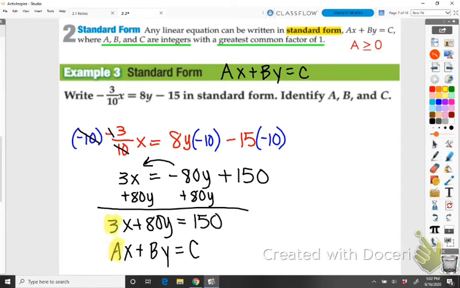And I'll highlight these numbers. So in the 3 position, it's the A. The B position, it's the 80. And the C position has 150. Now you should double check. So A is positive. It's a 3. They're all integers. There's no decimals or fractions. 3, 80, and 150 aren't divisible by any same number, so it doesn't have a GCF more than 1. So that is your final answer there. And we have to list the A number is 3, the B is 80, and the C is 150.